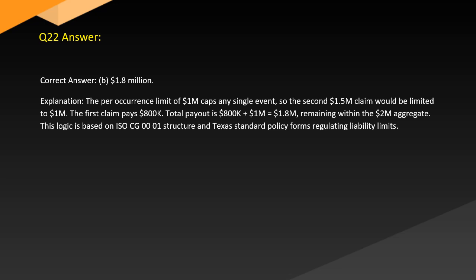Answer. Correct answer. B. $1.8 million. Explanation. The per occurrence limit of $1 million caps any single event. So the second $1.5 million claim would be limited to $1 million. The first claim pays $800,000. Total payout is $800,000 plus $1 million equals $1.8 million, remaining within the $2 million aggregate. This logic is based on ISO CG 00 01 structure and Texas standard policy forms regulating liability limits.